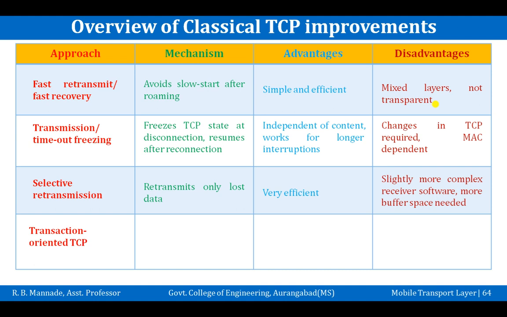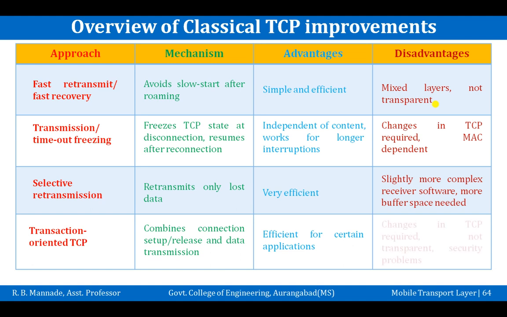Then the last one is the transaction oriented TCP. This technique combines the connection setup, connection release, and the user data packet into a single packet, and that's why it requires fewer packets. Hence it is very efficient for certain applications. The disadvantage is that changes in TCP on both sides are required. It is not so transparent, and again it has some security problems. So these were the comparison between various mechanisms of the classical TCP improvements.